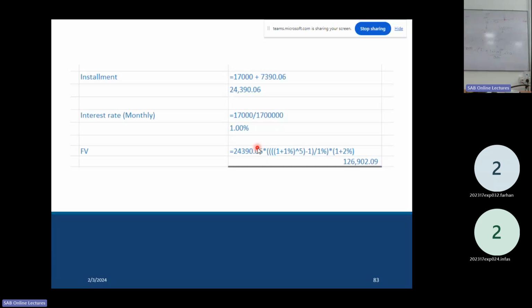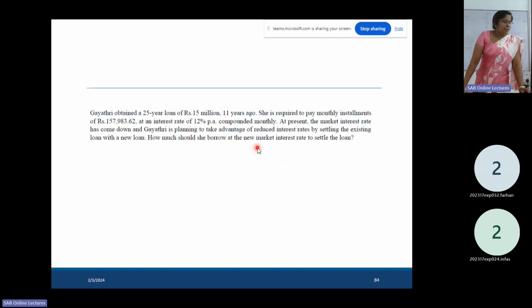How much will she pay? 5 installments are in arrears. Then take the future value of those, and a 2% penalty is charged on it. This is in advance, so you can check it. You can do it by yourself, right? So take the future value of the 5 installments and add the 2% penalty. Right. This one also you can manage.